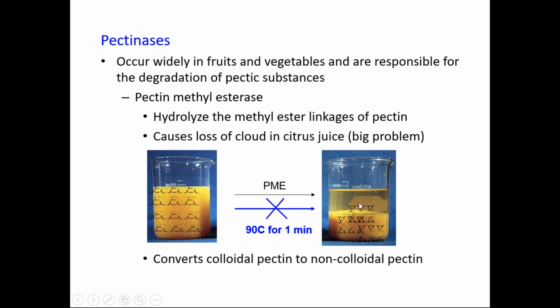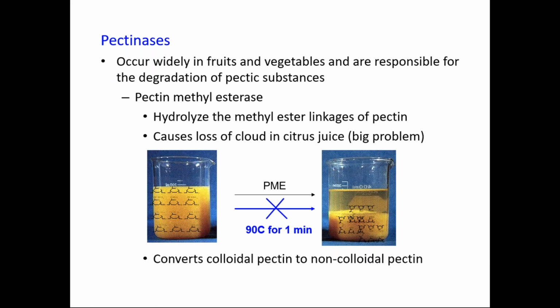So you have to prevent this loss of cloud in the citrus juice, and what you do is inhibit the pectin methyl esterase by heating it to 90 degrees for 1 minute, and then you will see that your orange juice remains with the cloud. In the case of orange juice, pectin methyl esterase has to be inhibited.